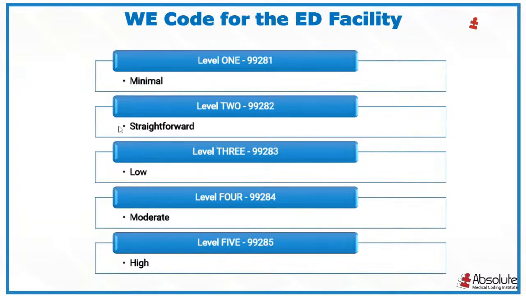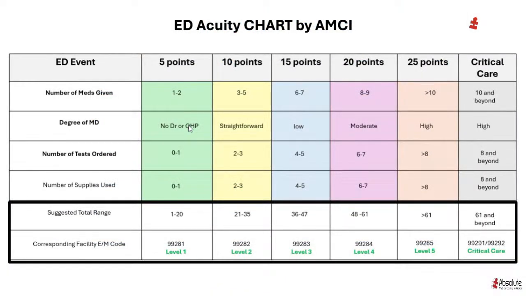Level 1, minimum, minimal; level 2, straightforward; level 3, low; level 4, moderate; and level 5, that's high. Now, in order to code for this facility, you're going to need some guidance. The CMS has created some factors that you need to use, and they allow entities to create their own way to measure.